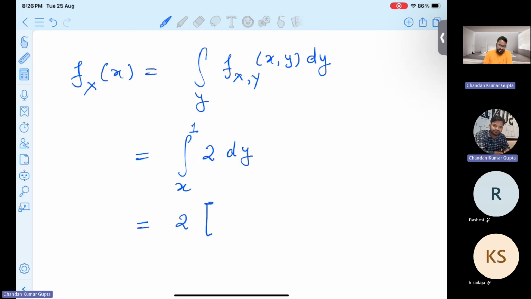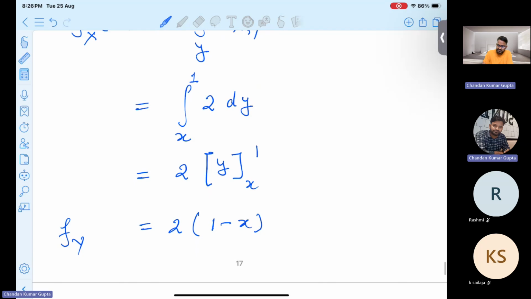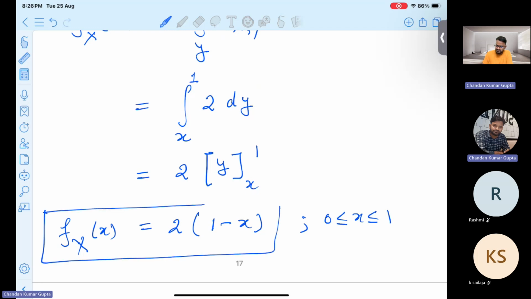2 is taken as common. The integral of dy is y, and the limit is x to 1. Simple. So it's 2 times (1 minus x), and the value of x is from 0 to 1. So this is our marginal probability density function of the random variable x. Now we can calculate any value.